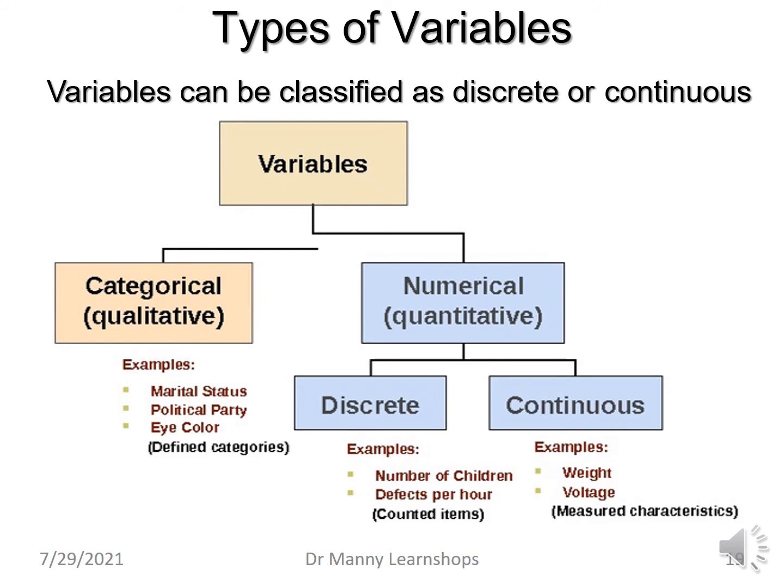If we look at qualitative as categorical, examples could be marital status, the political party that you belong to, your eye colour. They're defined categories. When we look at numerical, discrete, examples could be the number of children, defects detected per hour, they're counted items. In continuous, this is weight or electrical voltage, which are measured characteristics. They are continuous.